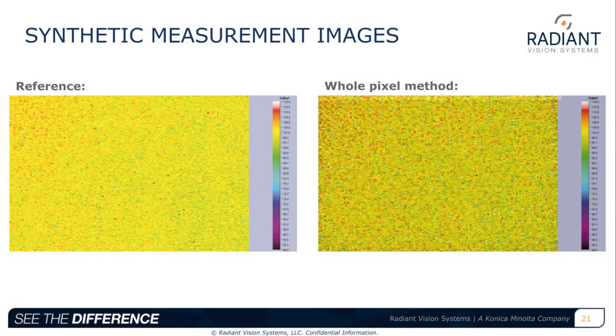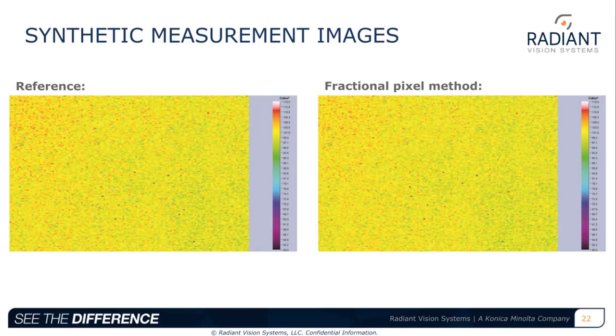Here is a close-up of a synthetic measurement from the reference on the left and the whole pixel method on the right. Here's a close-up of the reference measurement, the high-resolution reference measurement, and the much lower resolution measurement done by the fractional pixel method. And we see the agreement is much higher.